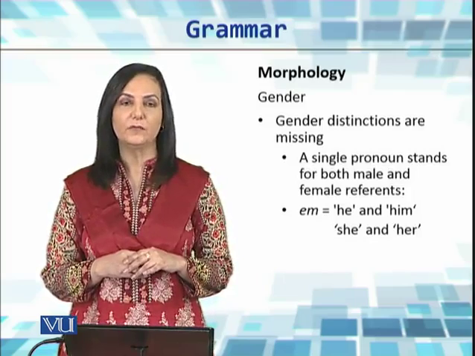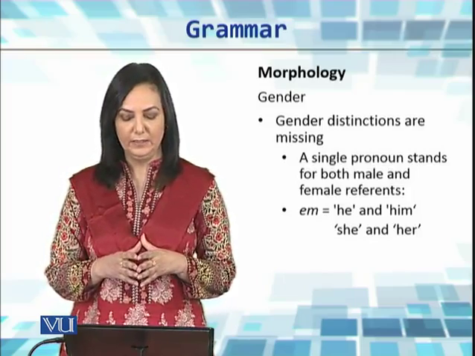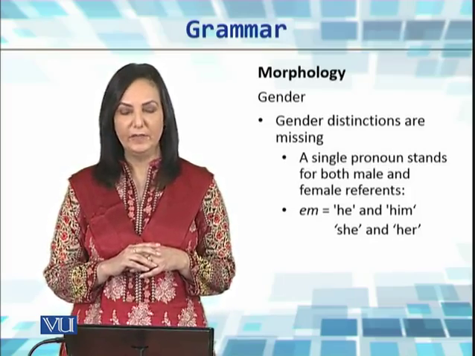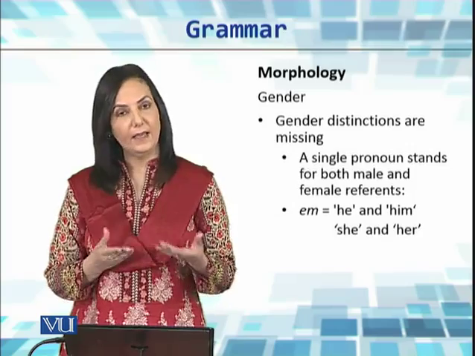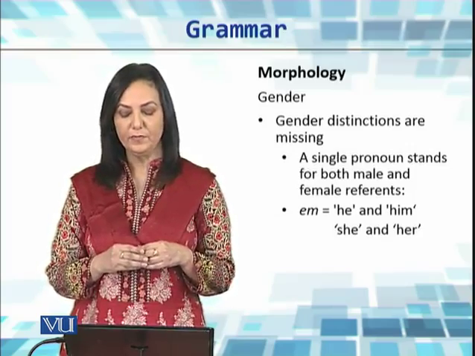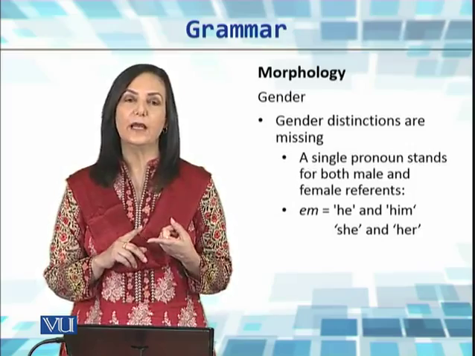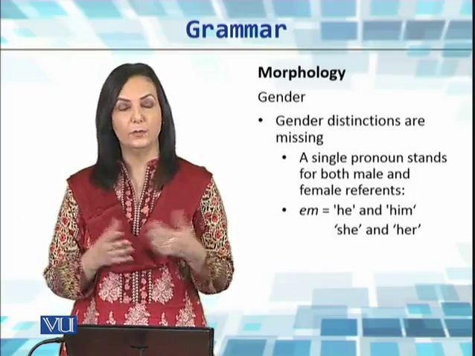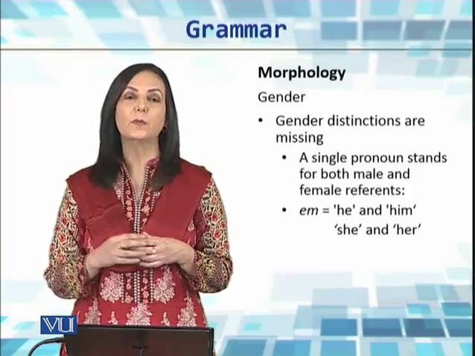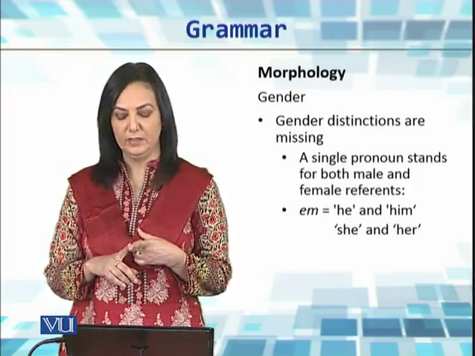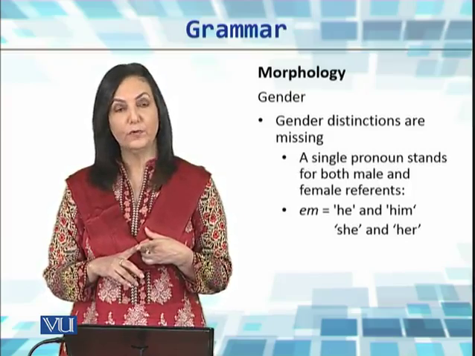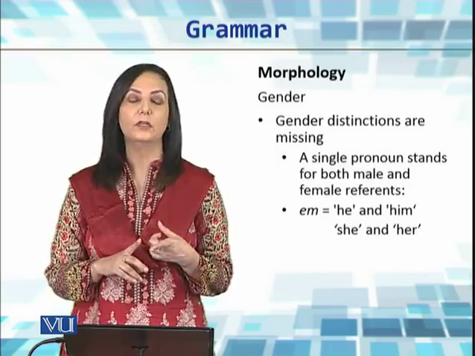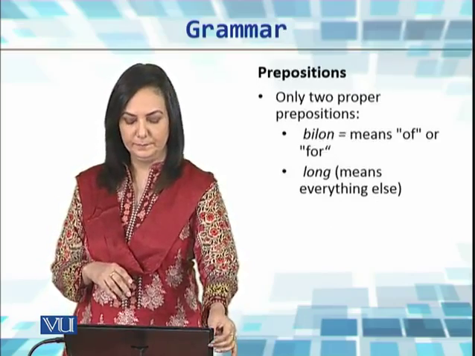Nouns are not marked for gender either in pidgin English. So a single pronoun stands for both male and female reference, and it is again m. m refers to both he and him, so it is used as a subject and object. In addition to that, it has a lot of work to do. It is used for both male and female reference, and also for she and her. So it is used for he and him and for she and her both.